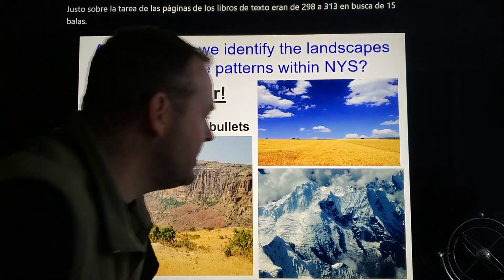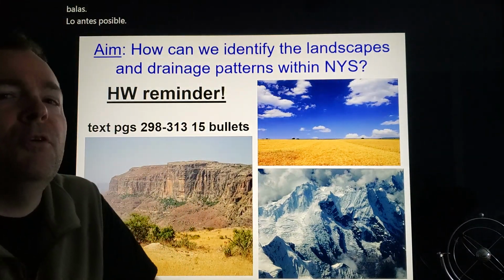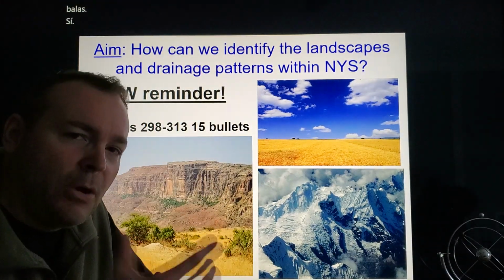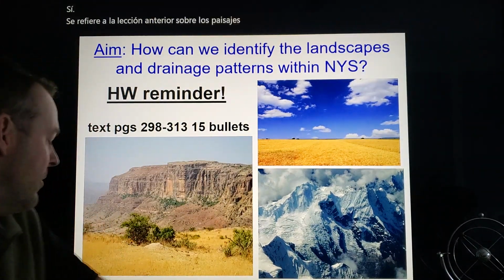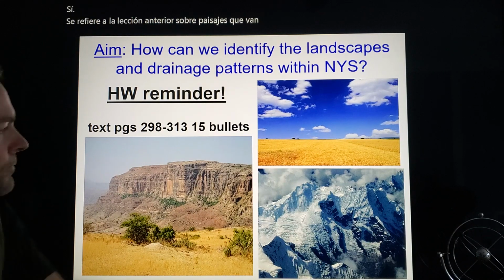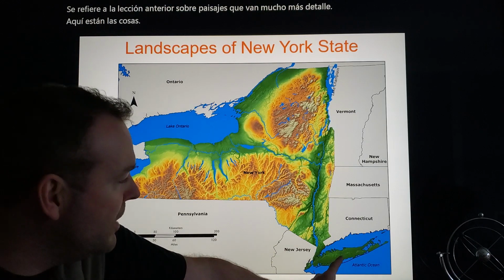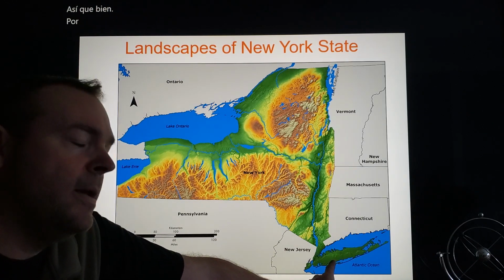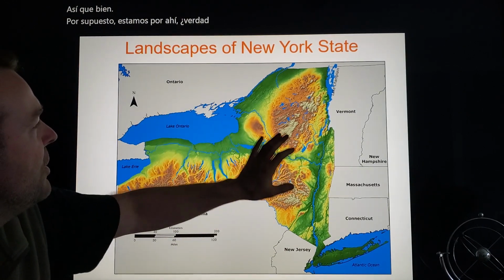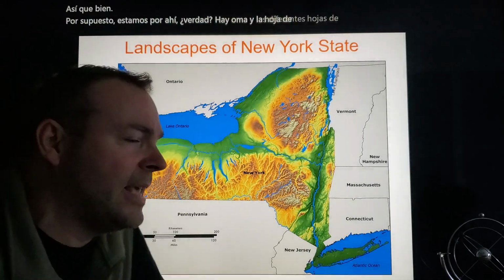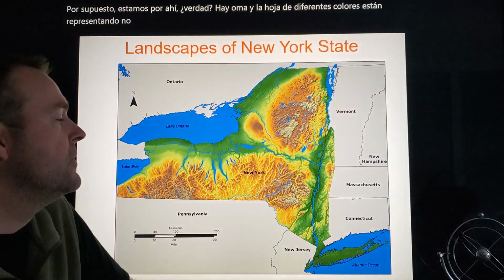All right, so with the landscape lab, again, please refer to the previous lesson on landscapes. I go into a lot more detail, but I'll recap a few things here. There's New York State, of course. We're right around there, right? There's Elmont. And the different colors here are representing not only different landscapes, but also different elevations.